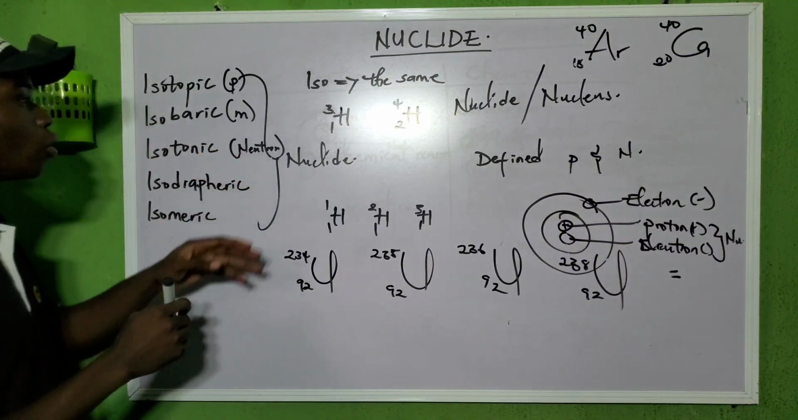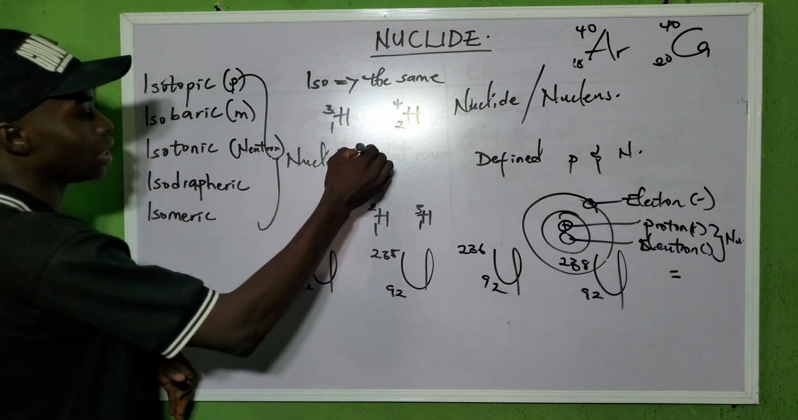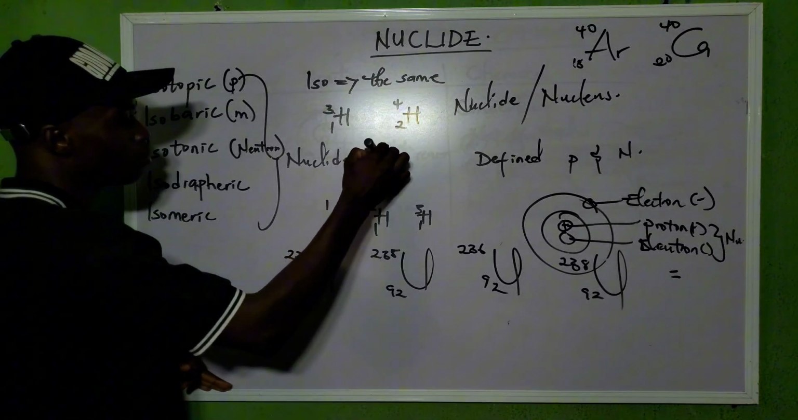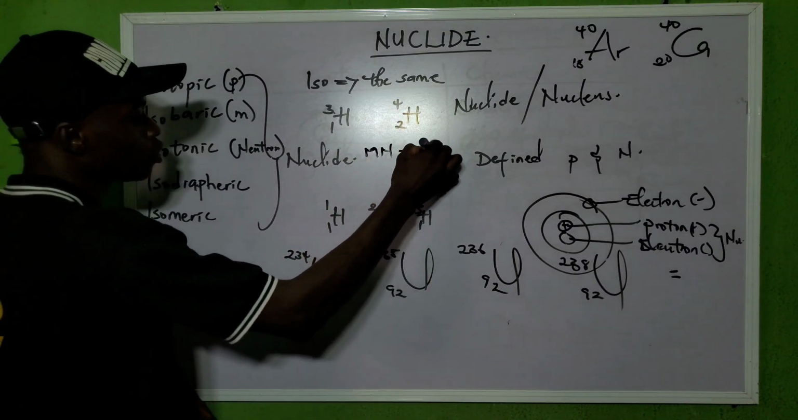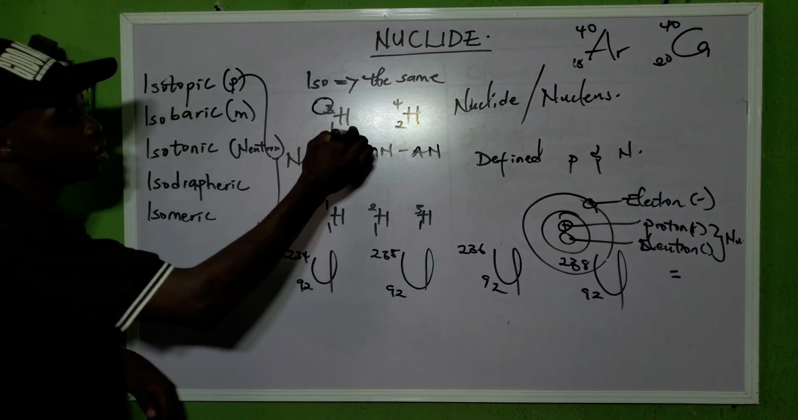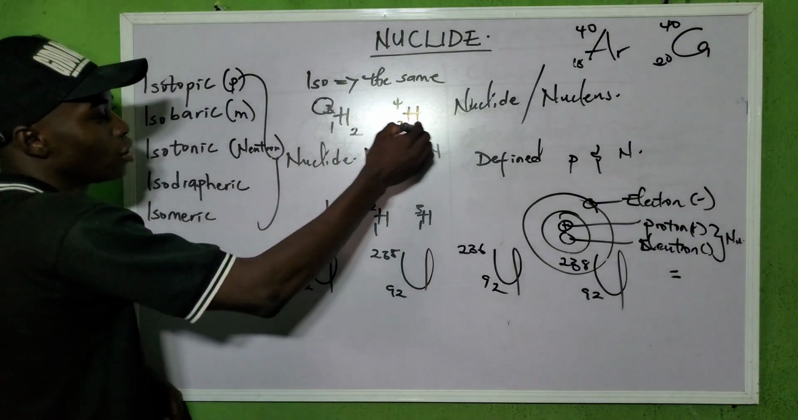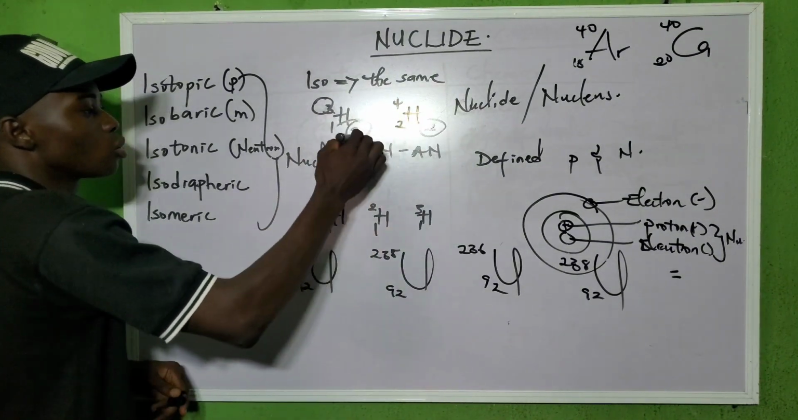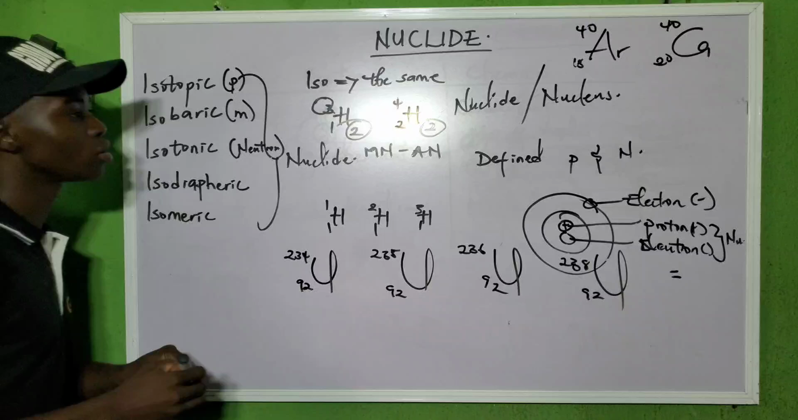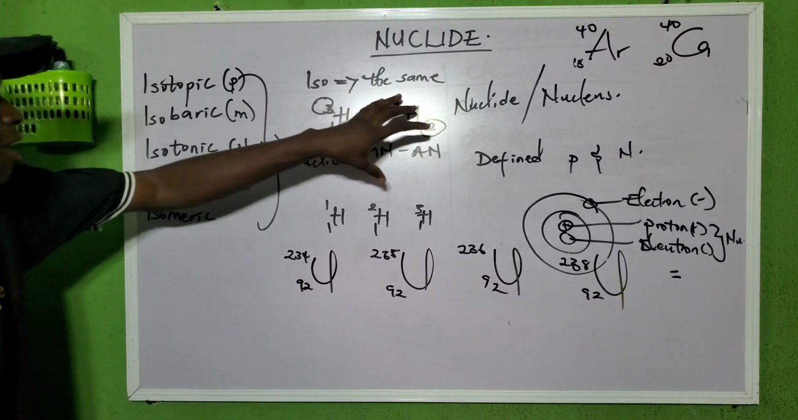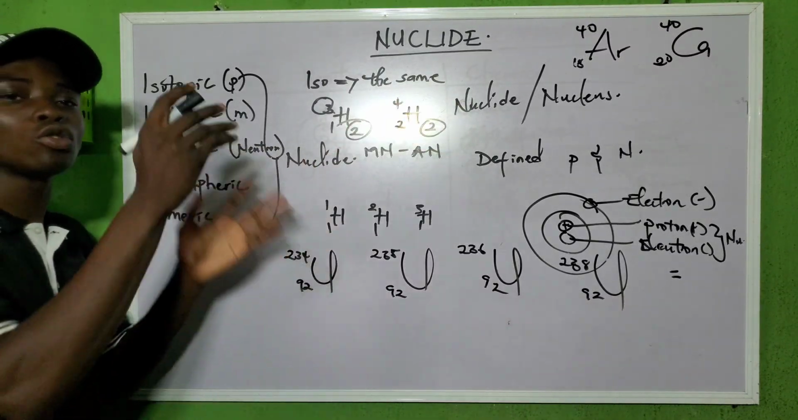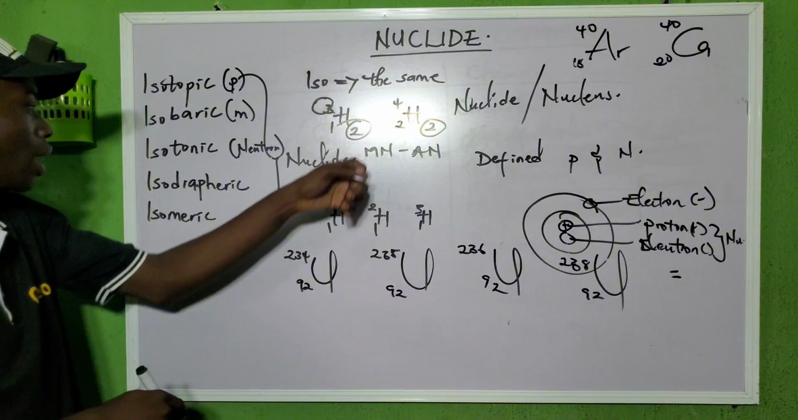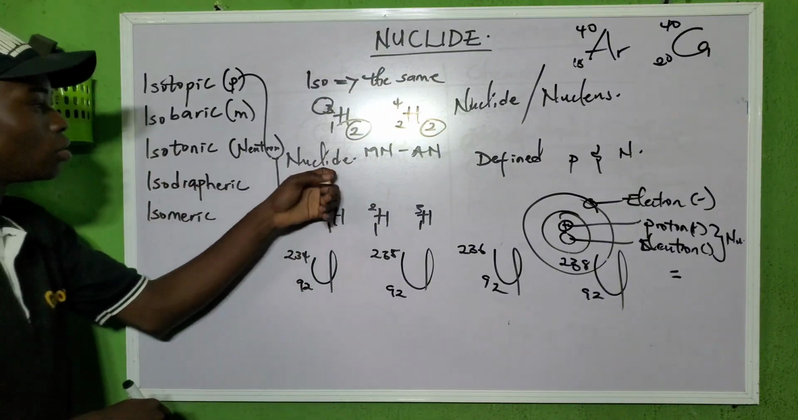So like what I said, isotonic nuclides have the same neutron number. To get the neutron number, usually mass number minus atomic number. That is 3 minus 1 gives us 2 neutrons. 4 minus 2 gives us 2 neutrons. So they have the same neutron number. So the phenomenon whereby nuclei have the same neutron number is called isotonic nuclide.